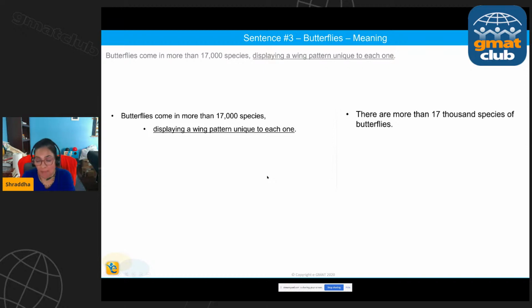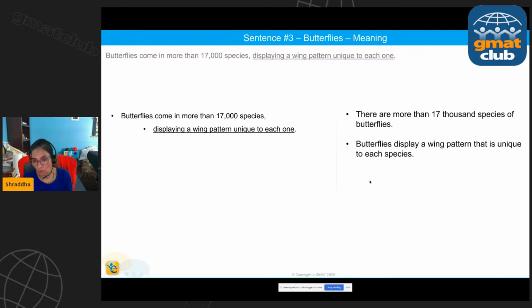First of all, probably it could be that every butterfly has a different unique wing pattern, but does it make sense to say that because they appear in 17,000 species, that is the reason why they display unique wing patterns, each of them? No, this cause and effect is not right. Also, okay, you say, why are we only looking at the result? Why not look at the how aspect of it? Okay, let's try that. Butterflies come in more than 17,000 species by displaying a wing pattern. Most definitely, that is not the intended meaning at all.